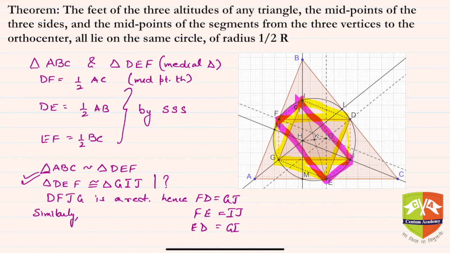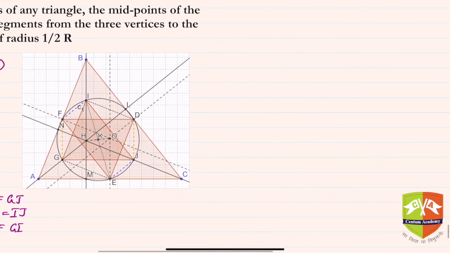Now let me just take away these highlights so that the figure is clear. Okay. Now, keep this in mind that these two triangles are congruent. This one and this one. Right? Please keep this in your mind.